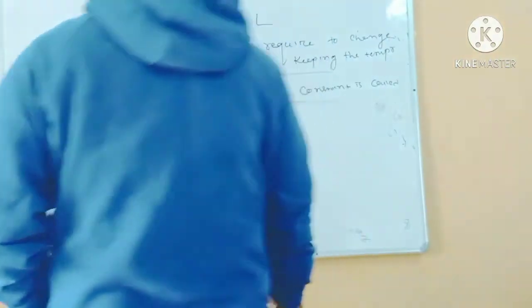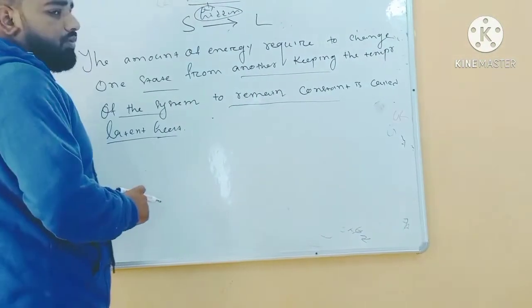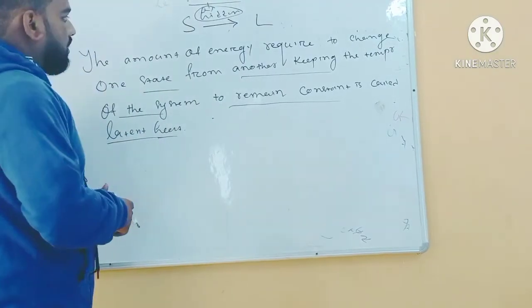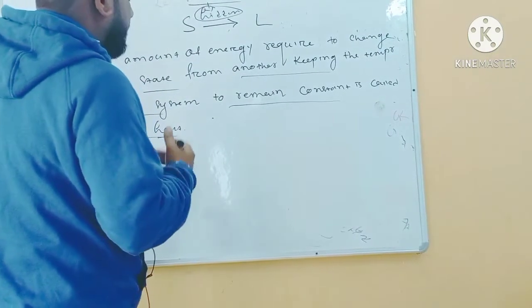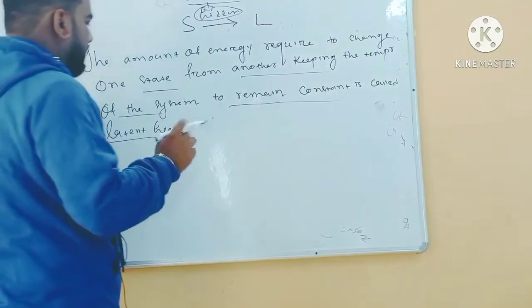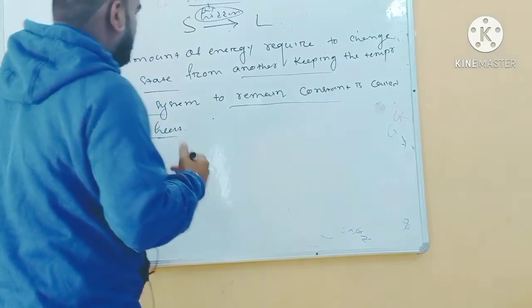So now latent heat. Remember one thing: latent means hidden. So the definition is the amount of energy required to change one state to another, keeping the temperature of the system constant, is called latent heat.